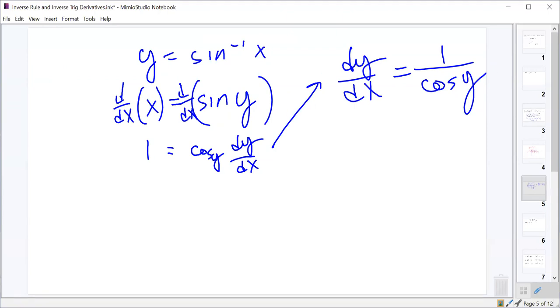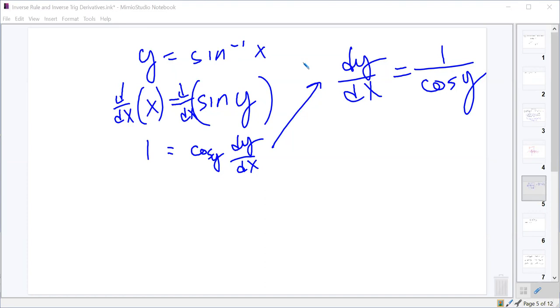Okay. Now, what's the problem with dy dx equals 1 over cosine y? It's not in terms of x, right? We want it to be in terms of x because we started off in terms of x. So we need to figure out a way to turn cosine y into terms of x. Any thoughts on that? Use a unit circle triangle.